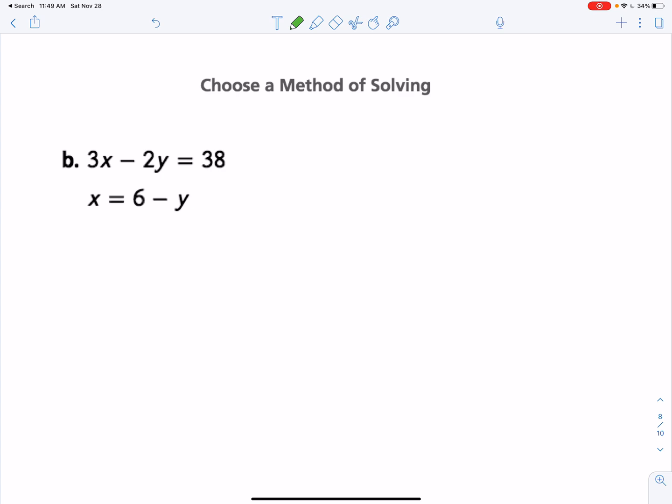You can use any method you want, like if it says use any method, but for this case, I want us to use elimination. So on purpose, I want to manipulate this and get it ready for elimination for us, okay? So elimination, everything has to be stacked. So I need to bring my y to the other side.